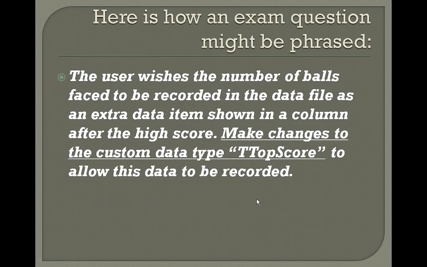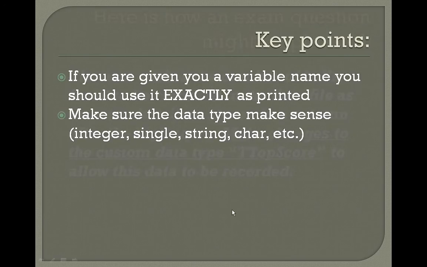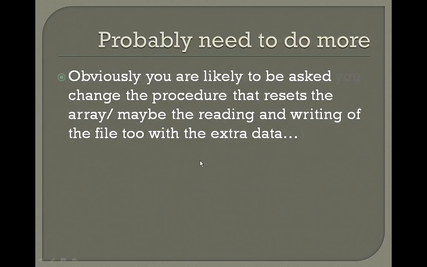The user wishes the number of balls faced to be recorded in the data file as an extra data item shown in a column after the high score. Make changes to the custom data type to top score to allow this data to be recorded. Right, so we're going to do this. You've got to make sure that you do exactly what you've been asked to do, and obviously make sure it's the right data type. You could be asked to do more, but let's have a look at the actual program now.